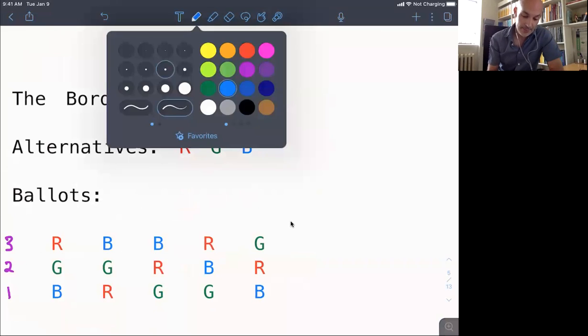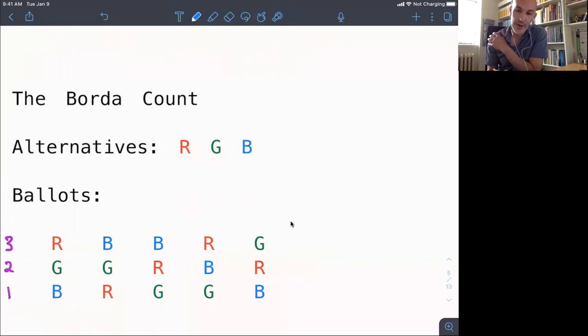The way the Borda Count works is, in vertical lines here, these represent a ballot. So every vertical arrangement of letters represents a ballot. And so my alternatives are red, green, and blue. And what the Borda Count does is it scores the candidates. So we get 3 points for people in the first row, 2 points in the second, 1 point in the third. And so what I'd like to do is score these ballots with you.